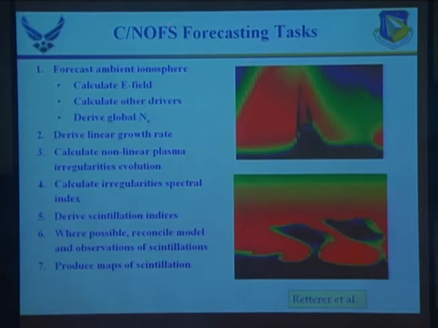So in order to do this forecasting, we have several ways, but most of what I want to talk about is based on a program that does the forecasting. It's called PBMOD, and John Rayleigh is the one who developed this program. So to forecast, first we need to forecast the ambient ionosphere, and then eventually we'll need to forecast the scintillation.